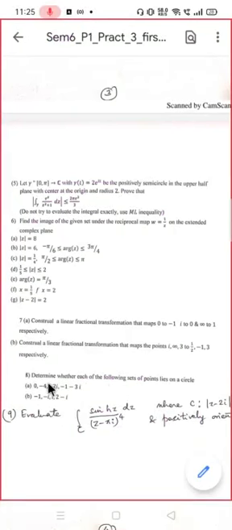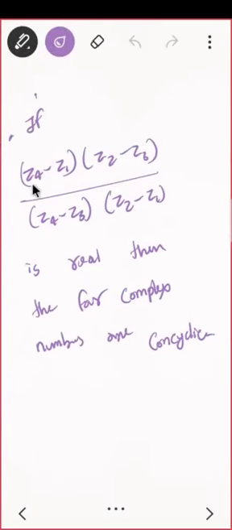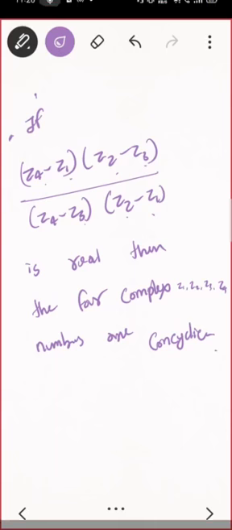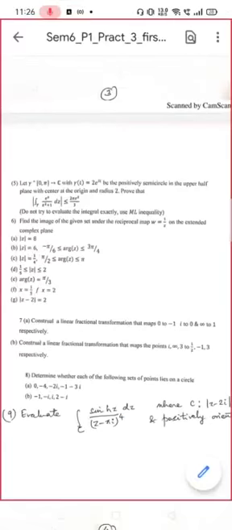Yes, this is question number 8. You just have to check whether that cross ratio is real, which I just wrote. If z4 minus z1 into z2 minus z3 upon z4 minus z3 into z2 minus z1, again 1 2 3, 3 2 1, is real, then the four complex numbers z1, z2, z3 and z4 lie on a circle. This was an application of the Mobius transformation. Okay, that is done. What next?